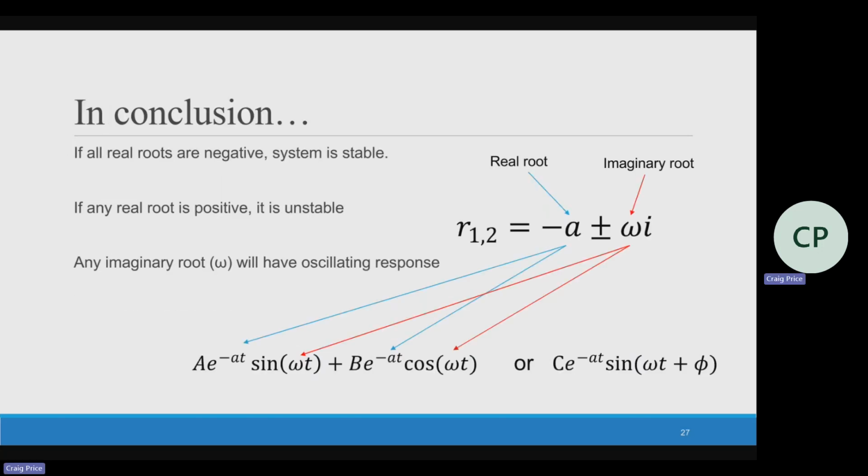if all the real roots are negative, the system is stable. If any real root is positive, that's right here, if this is positive, it's unstable. And any imaginary root, so any omega that we get, will have an oscillating response. So that's typically what we see for a mass spring damper. There's going to be some oscillation until we reach that steady state. Questions?